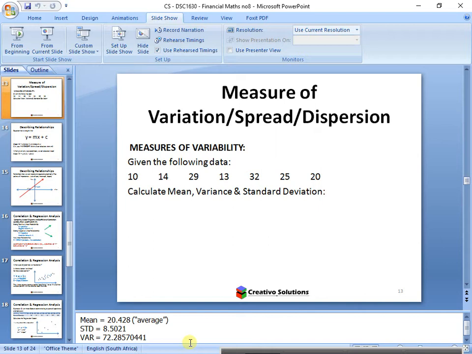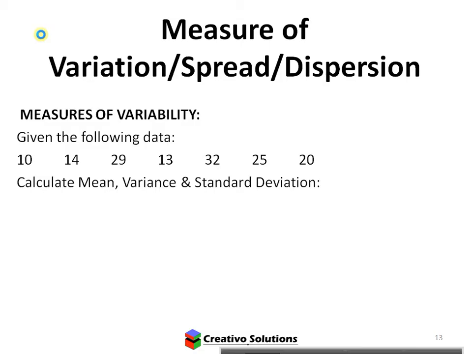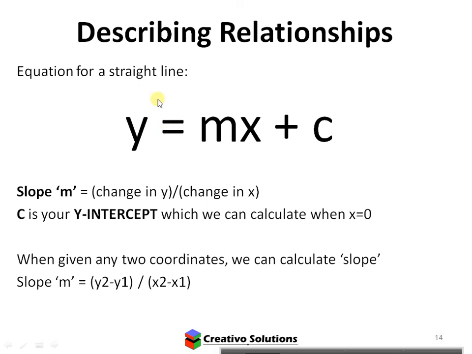The mean is 20.42. Correct. I have a standard deviation of 8.5. Correct. So then my variance is 72. Good. Okay, those are the answers. So you've got the three answers. Simple. The next bit is the straight line.